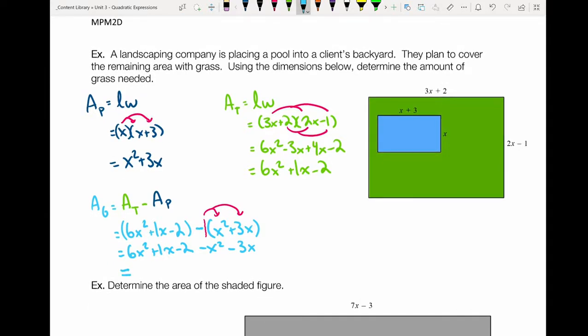Once that's done, we are going to collect our like terms. And we can see we have x squareds, we have x's, and the constant stays on its own. So doing this, we have 5x squared, and then our x's are minus 2x, and then minus 2. So therefore, the area of the grass is equal to 5x squared minus 2x minus 2. So that's the amount of grass that will be needed.